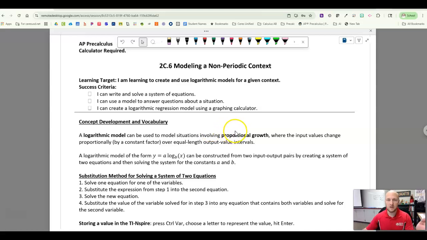This does require technology, so I am going to be utilizing Desmos as well as a TI Inspire. I'll try to switch between the two in order to give you a look at both of those technologies, okay?